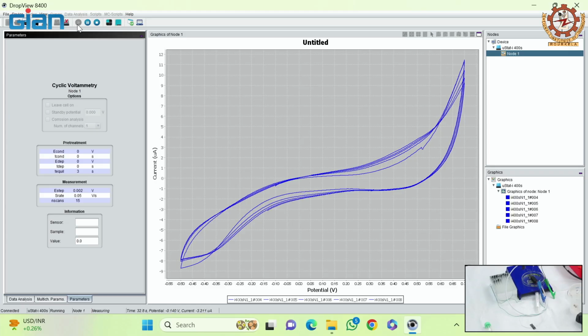So this is what type of sensing? Enzymatic or non-enzymatic? Enzymatic, because we have used glucose oxidase enzyme.